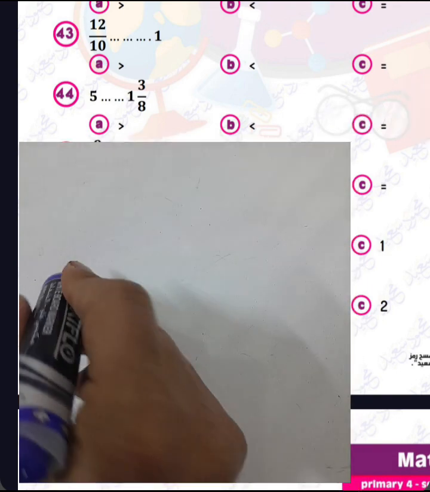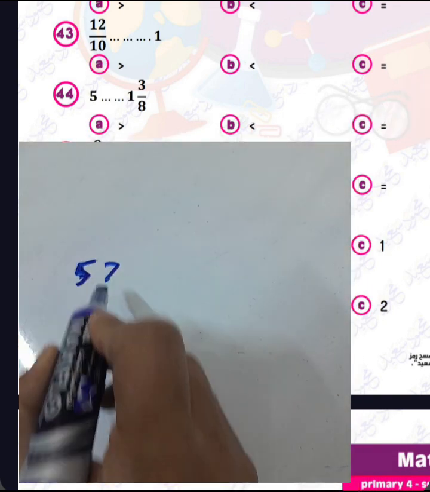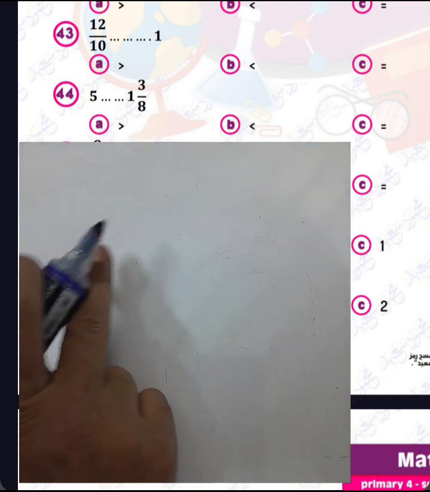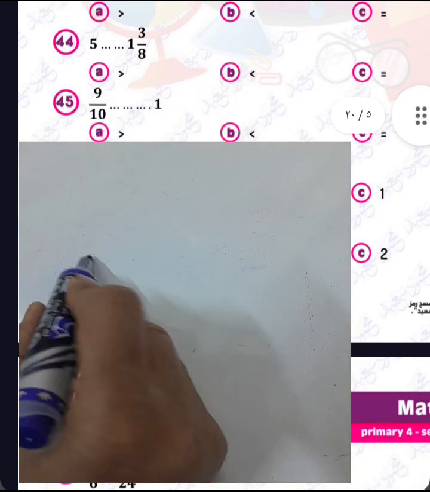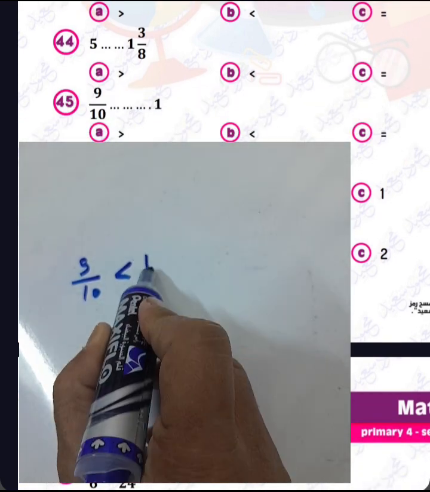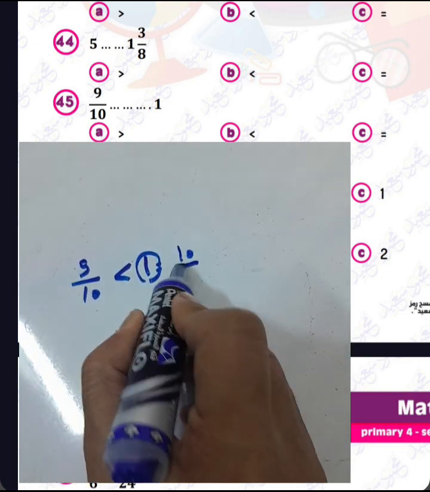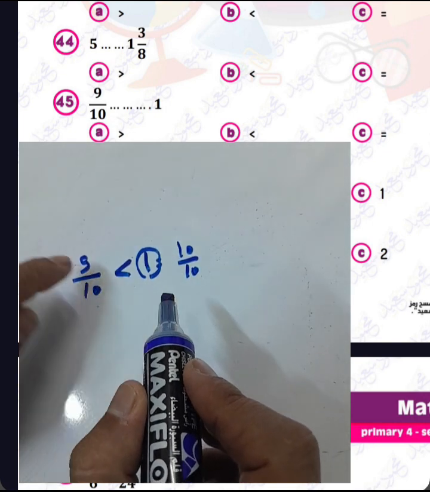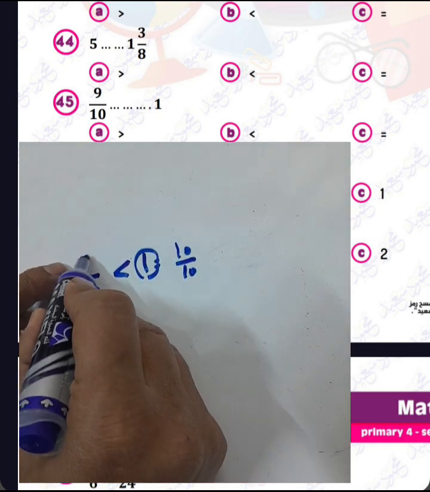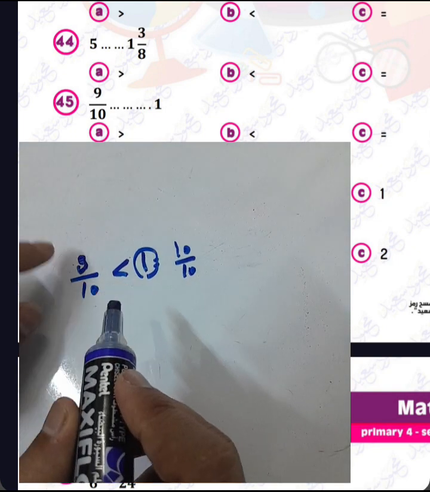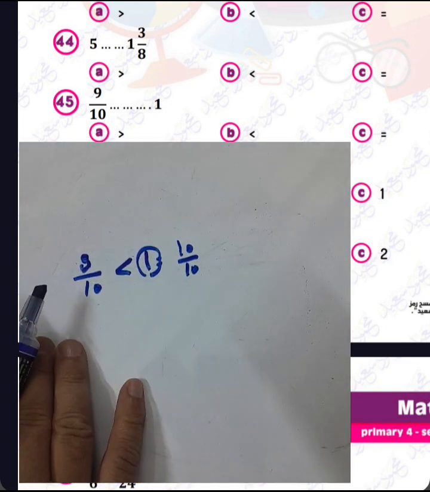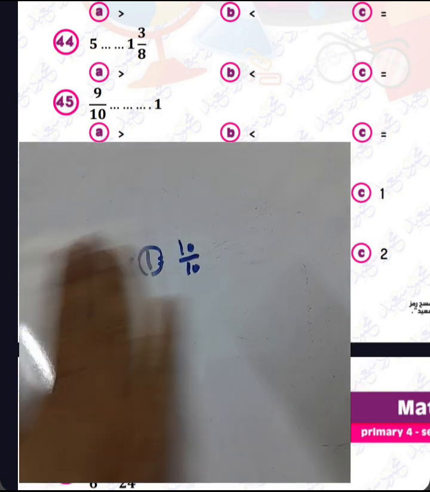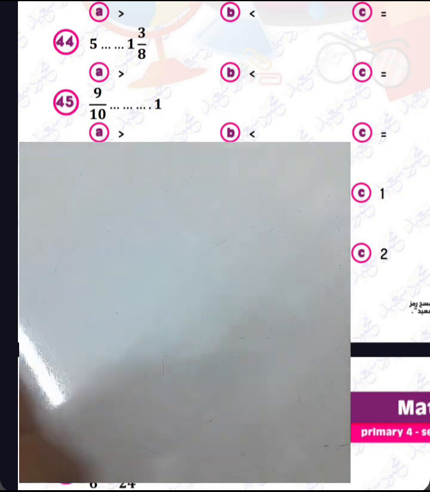5 is greater than 1 and 3 over 8, because 5 is greater than 1. 9 over 10 is less than 1, because 1 we can write as 10 over 10. 9 over 10 is less than 1. 1 equals 10 over 10. 9 over 10 we call proper. Any proper fraction is less than 1. Okay, any proper fraction is less than 1. Choose this, then choose letter P.